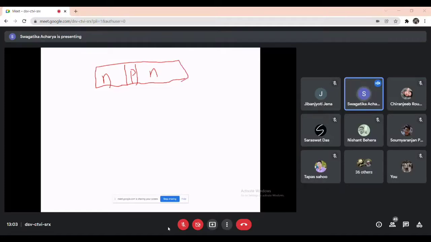This is the base, this is the emitter, and this is the collector, right? So you can say this is junction number 1, and this is PN junction number 2, right? What is junction number 1? That is emitter base. Junction number 2 is the collector base junction. Correct or not?